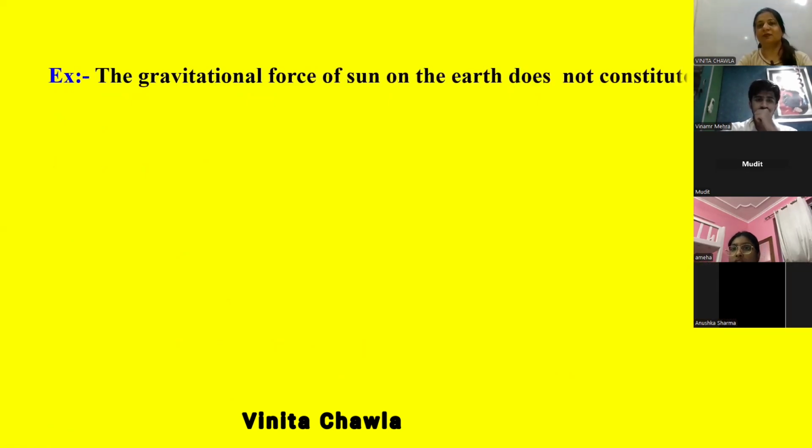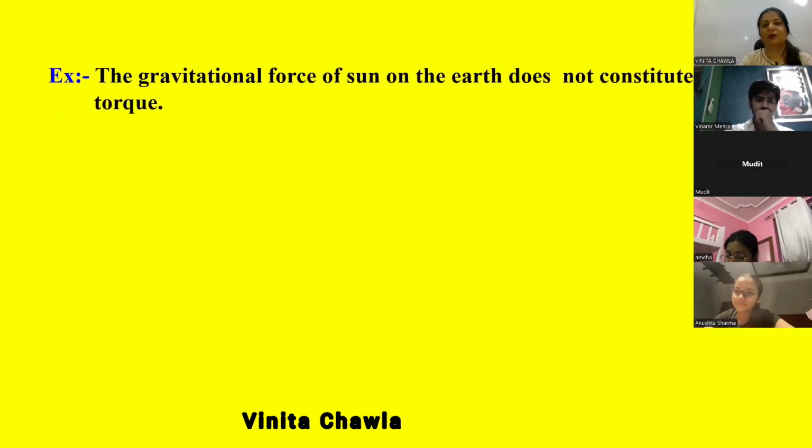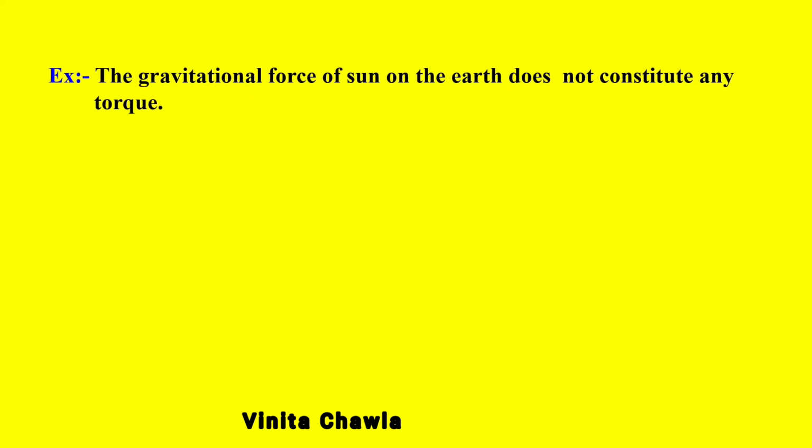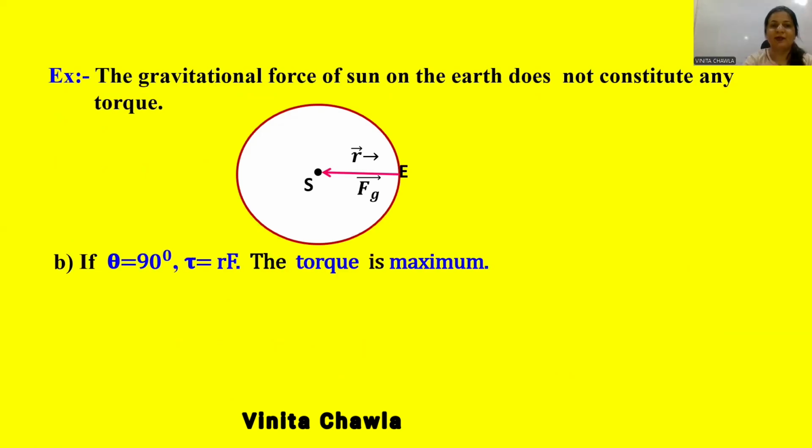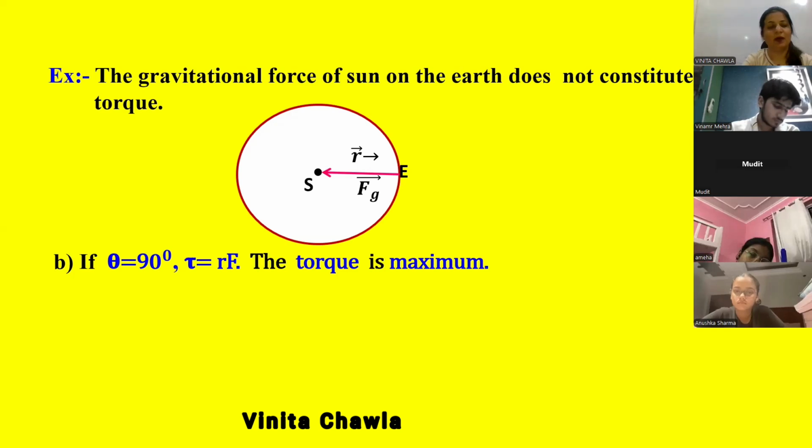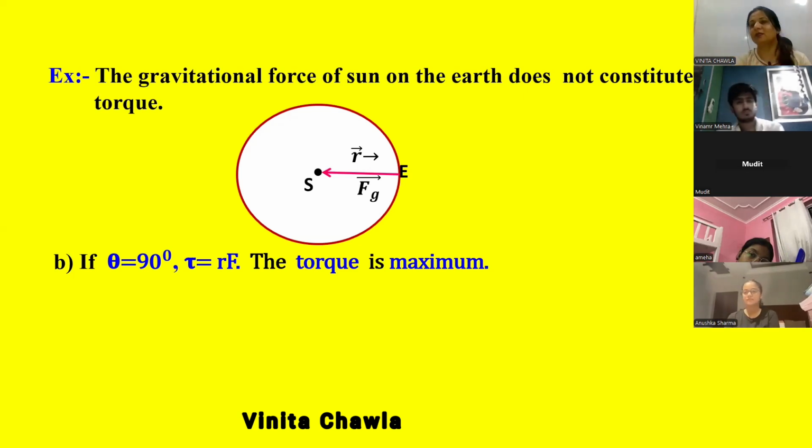Now we have examples. See, the gravitational force of sun on the earth does not constitute any torque. तो अगर आपका थीटा 90 डिग्री होगा तब टॉर्क आपका मैक्सिमम होगा. मतलब अगर हम फोर्स को ऐसे अप्लाई कर रहे हैं, दिस इज वेक्टर आर एंड दिस इज एफ, थीटा इज 90 डिग्री, देन टॉर्क इज मैक्सिमम.